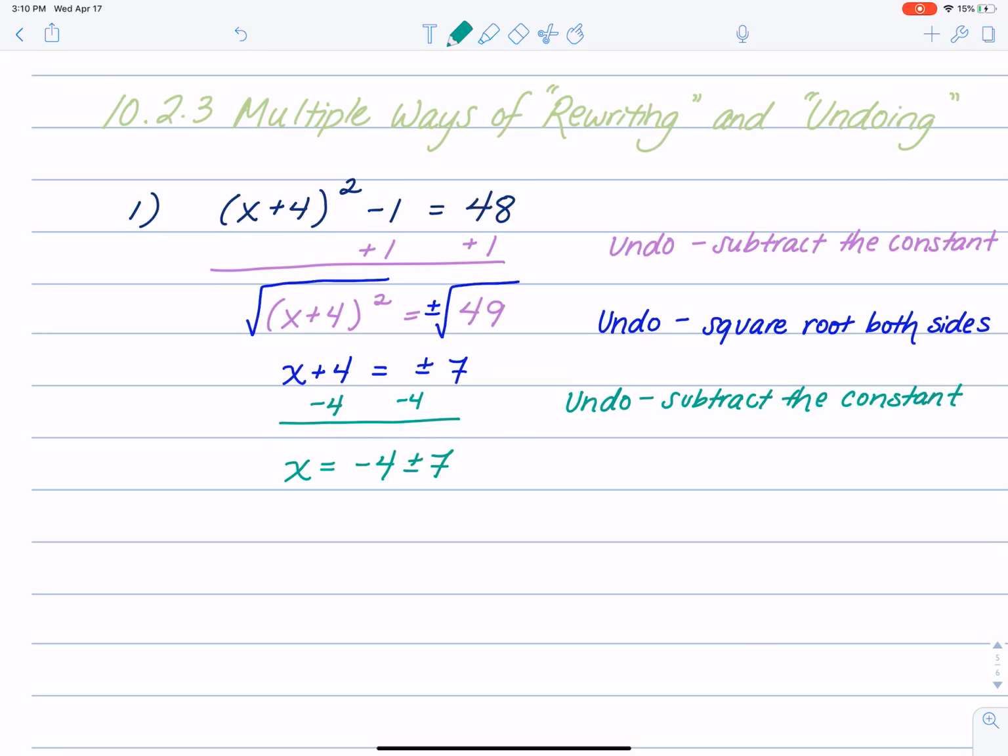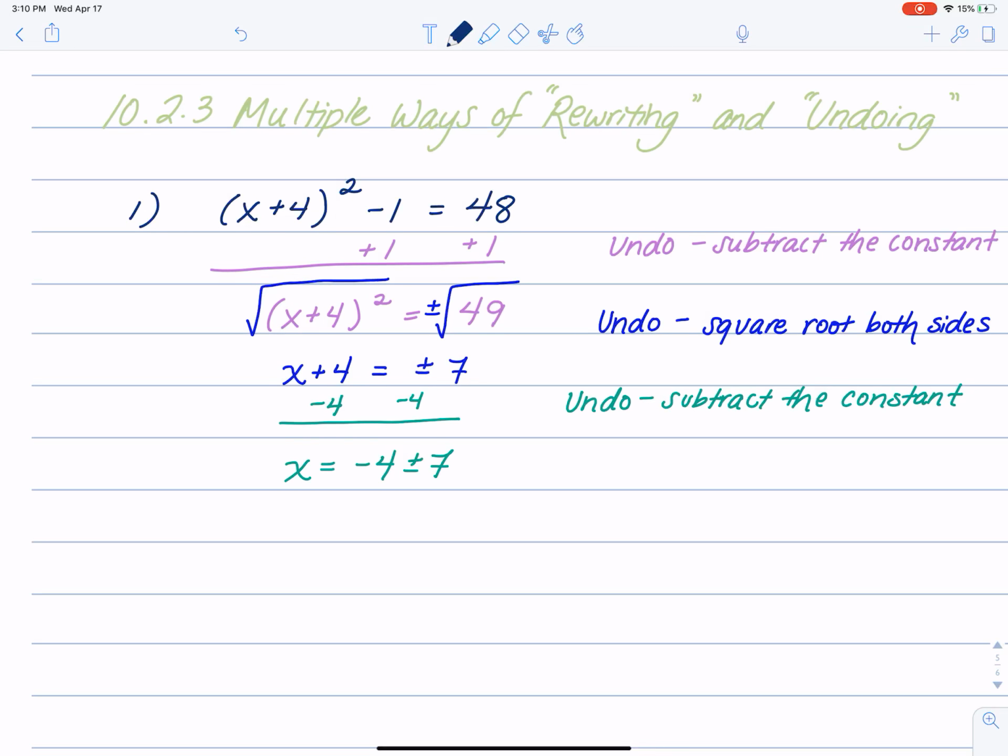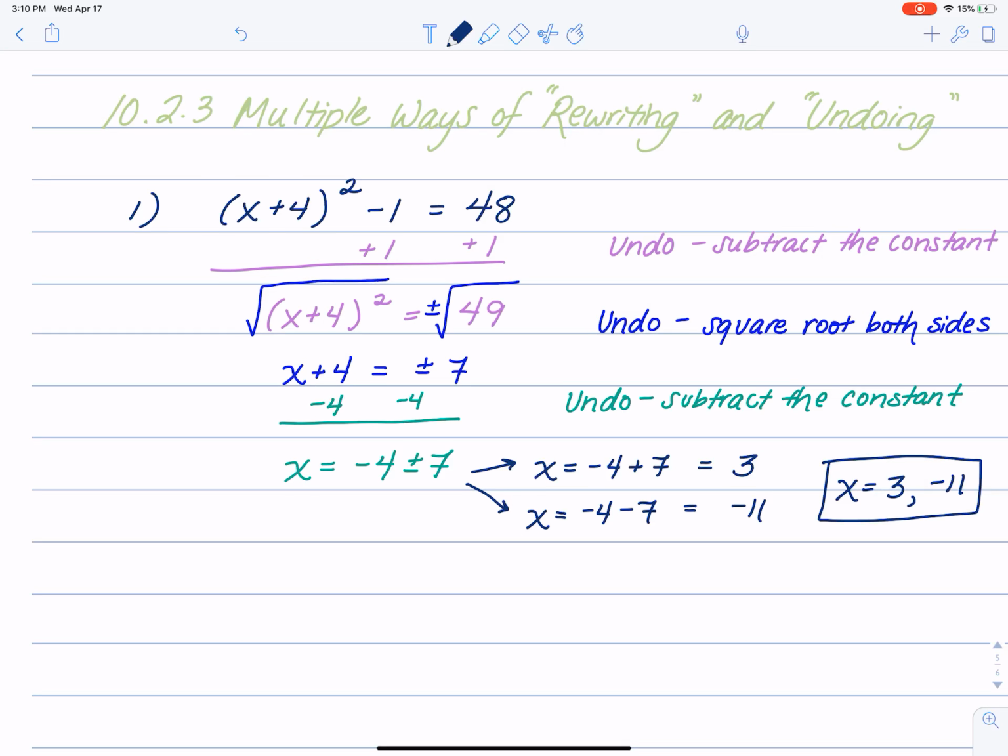Cool. Now we do need to actually go ahead and rewrite our final answer as the two different numbers that they are. So do make sure that you separate this to be x equals negative 4 plus 7, which is going to equal positive 3, and x is equal to negative 4 minus 7, which is going to equal negative 11. You do need to have both of those final answers written. If you don't have both of those and you just keep it in this form, you will not get full credit. You need to simplify all the way to get the final answer.